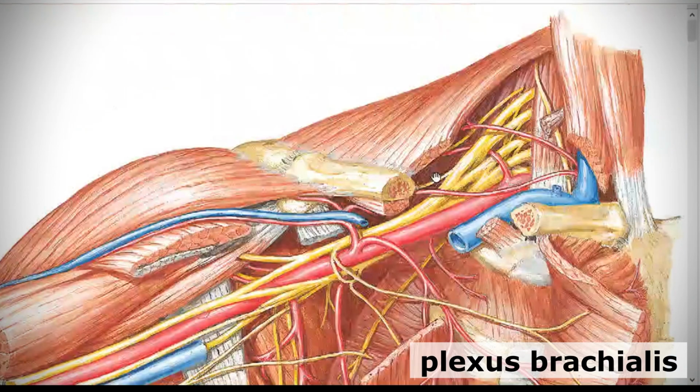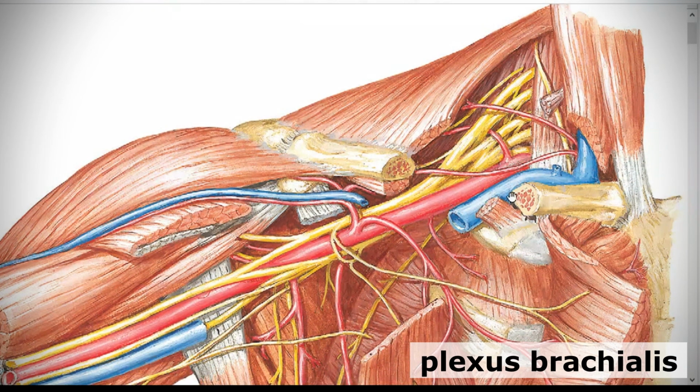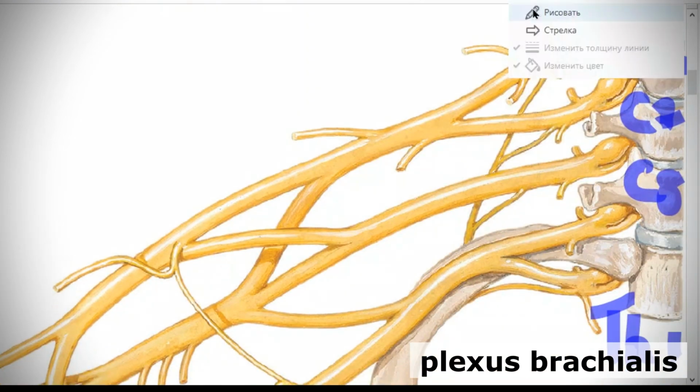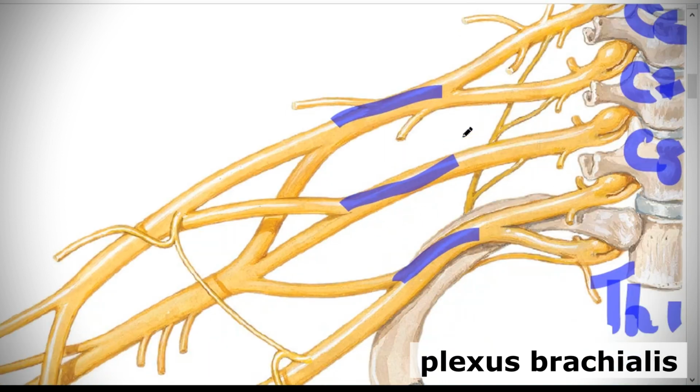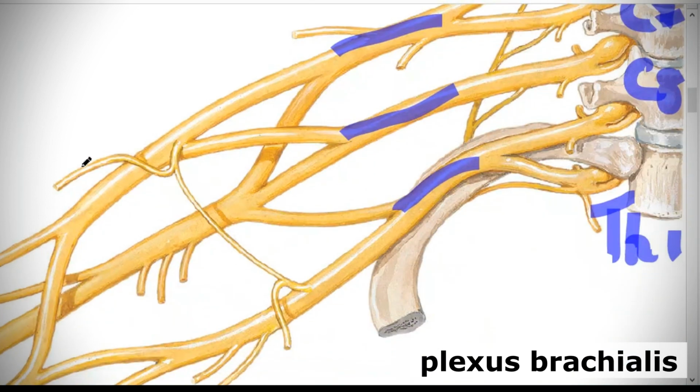And brachial plexus is actually divided into 2 parts. So we have part above clavicle, which is called pars supraclavicularis, and below it, pars infraclavicularis. And pars supraclavicularis consists of 3 trunks: truncus superior, truncus medius, and truncus inferior. Pars infraclavicularis consists of 3 bundles: fasciculus medialis, fasciculus lateralis, and fasciculus posterior.